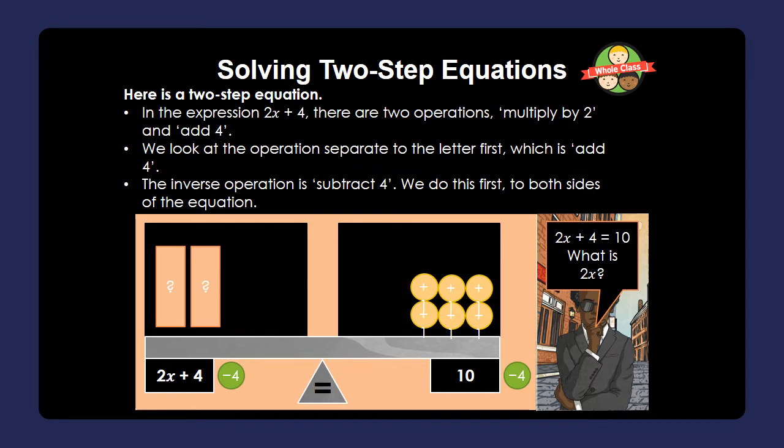There's our 4 disappeared. So now we've taken away 4 from both sides, we see what we have left. We can see that we have 6 left on one side, and that 6 is equal to 2x on the other. So we need to do 2x is equal to 6. So 2 times x equals 6.